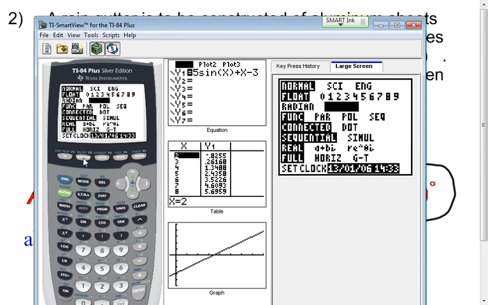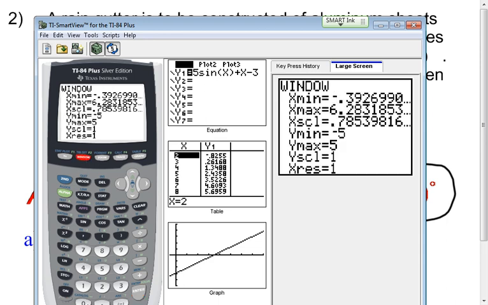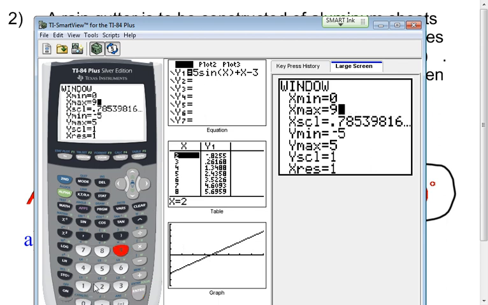Okay, then I'm going to go to my window and I'm going to put my x min at 0 and my x max at 90 because it tells me that theta has to be between 0 and 90. And if I'm going from 0 to 90 and I need to go in even increments, 10 is probably a good increment. I'm going to leave my y scale for right now. We'll talk about that in a minute, okay? But I'm going to leave that. So I've got my window set now.